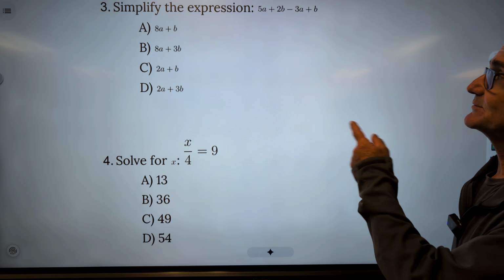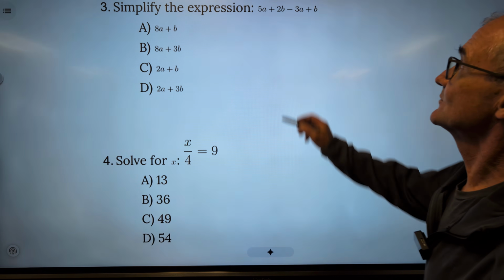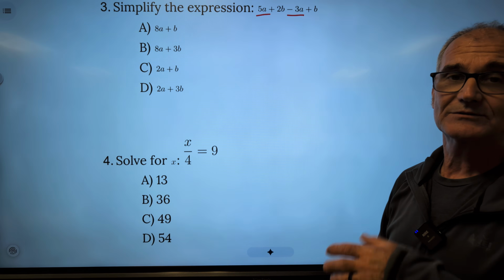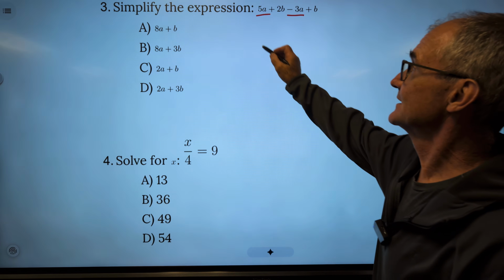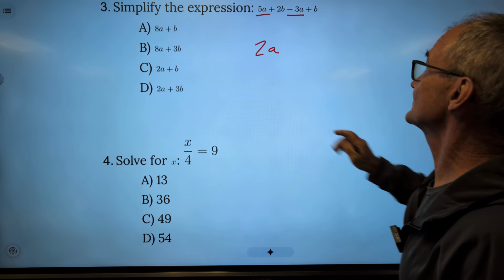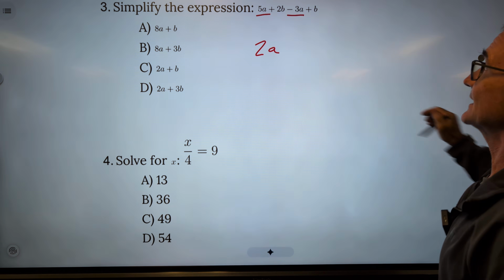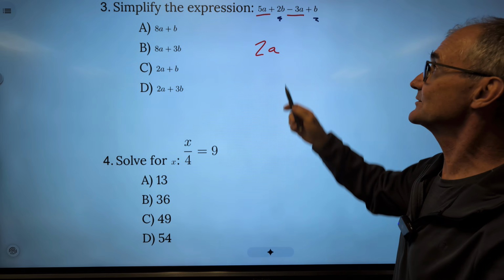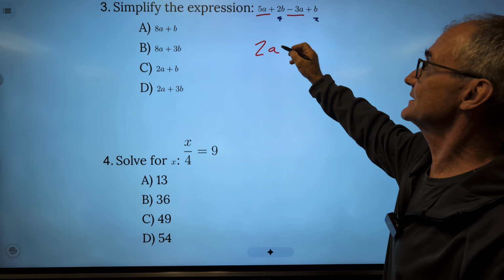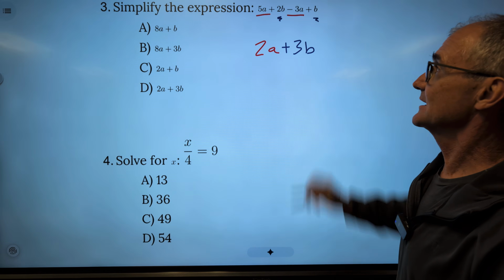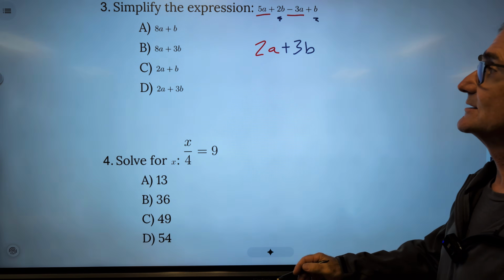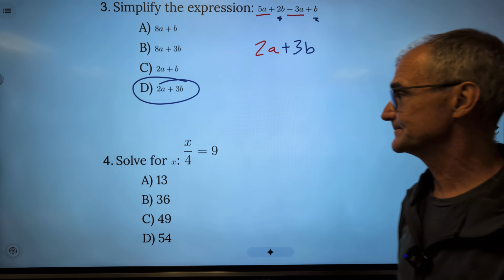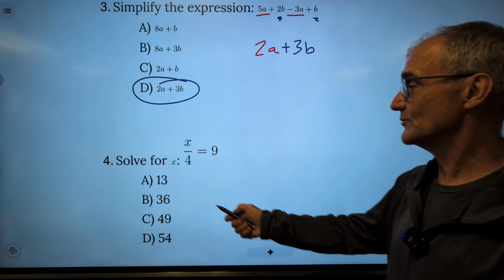Number 3, simplify this expression. Well, I have 5 apples minus 3 apples, right? 5a minus 3a is giving me 2 apples. And then I have these bananas. They are dissimilar things. They can't be added to the apples. 2b plus 1b is 3b. And then the correct answer is 2a plus 3b. Answer D right there.